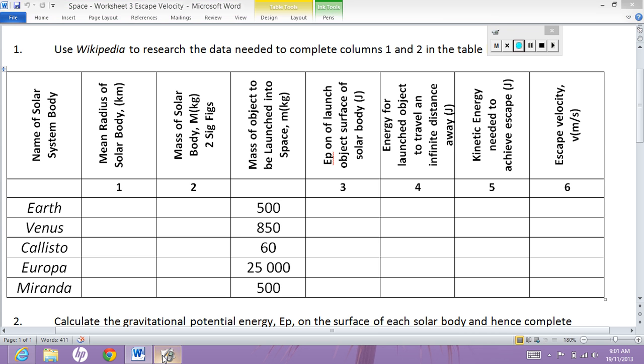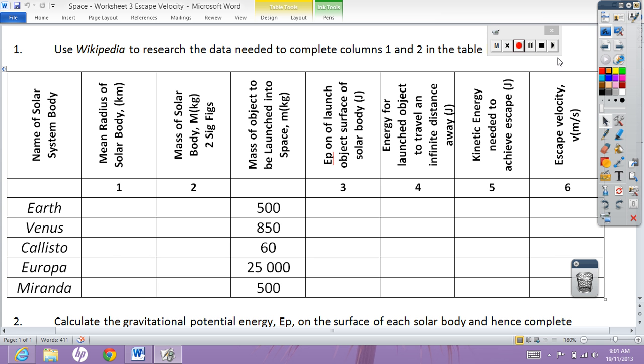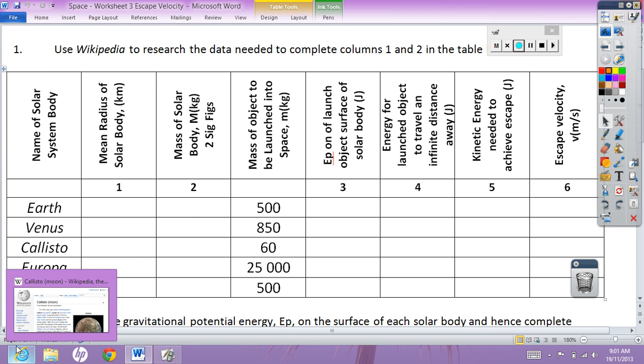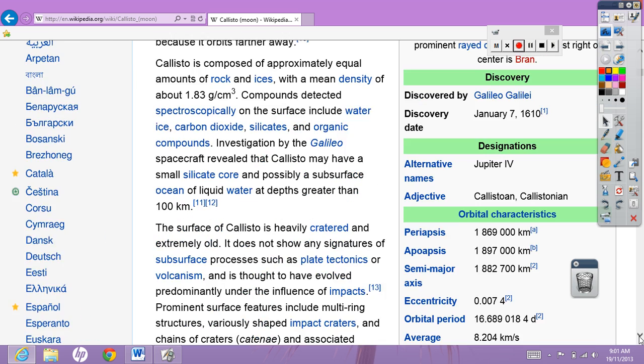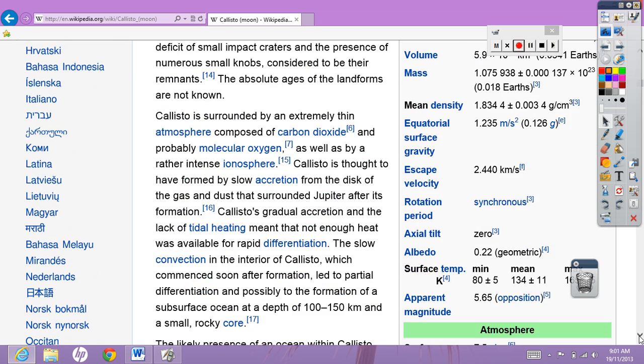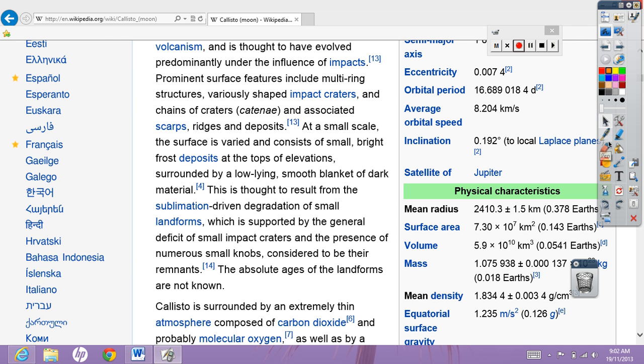So we just need to access the data. So we go to Wikipedia, and here's the Wikipedia entry for Callisto. And if we scroll down, we'll go to the physical characteristics. And in the physical characteristics, I've over-scrolled it, we'll find the mean radius, which is here, and the mass here.